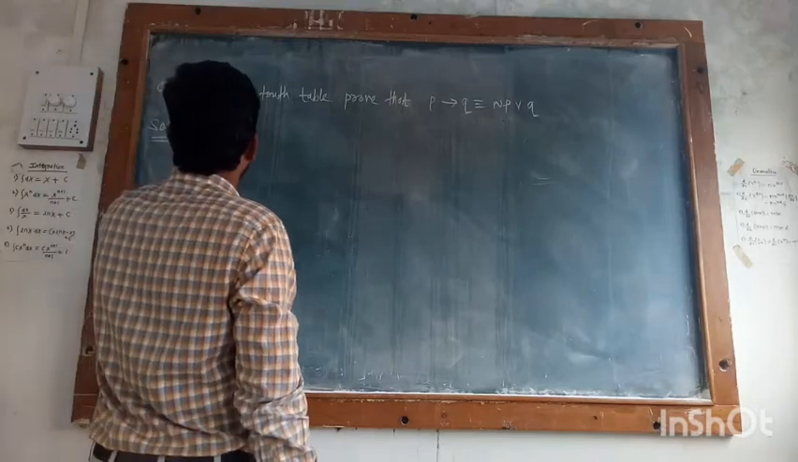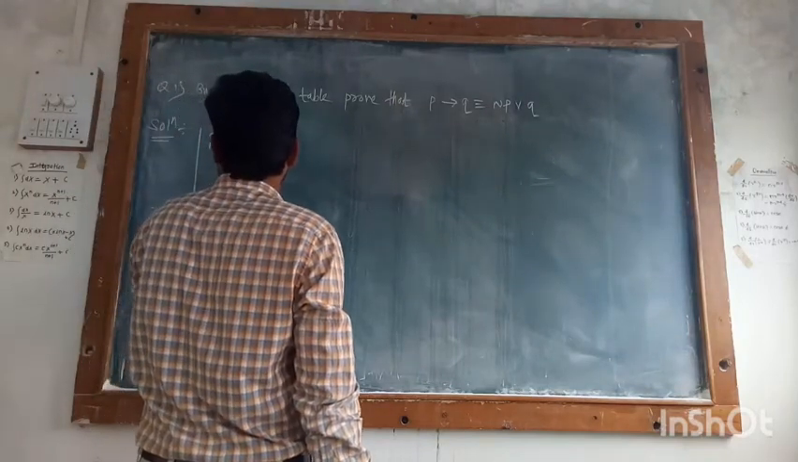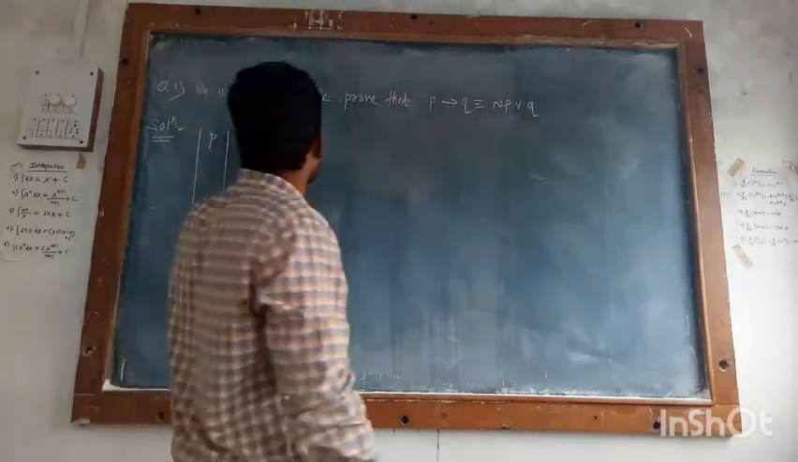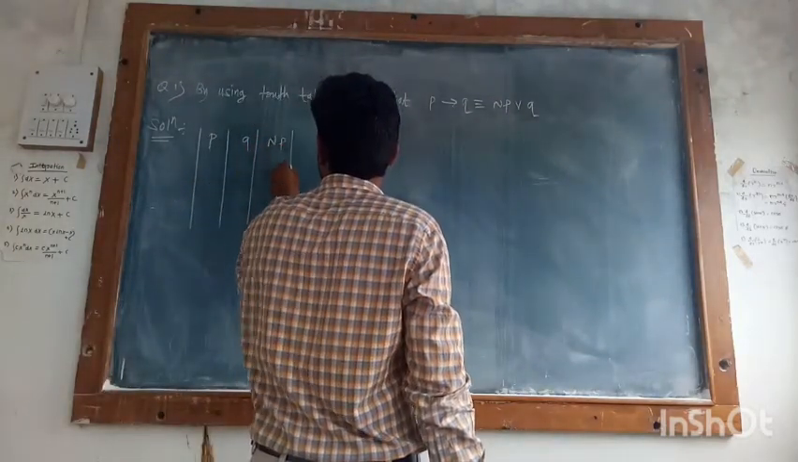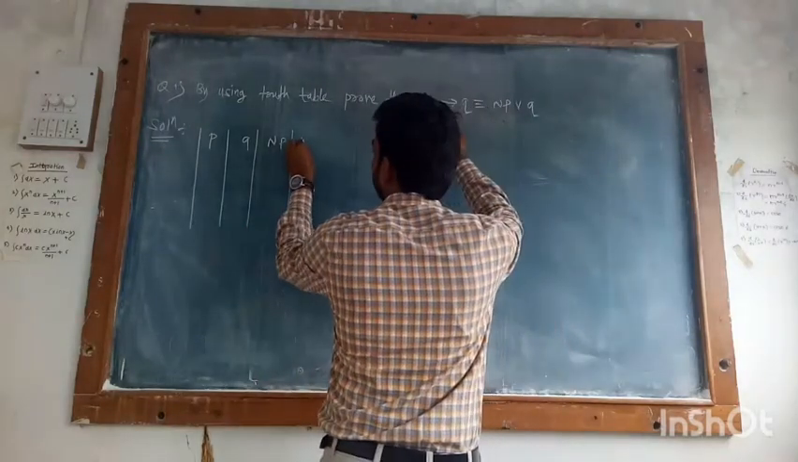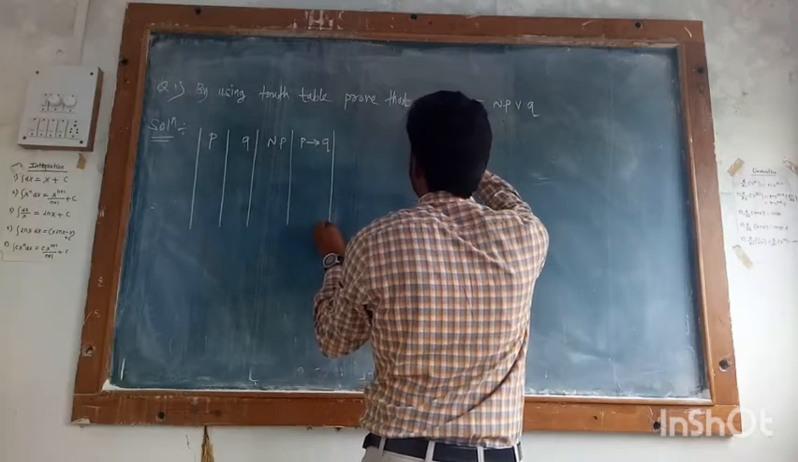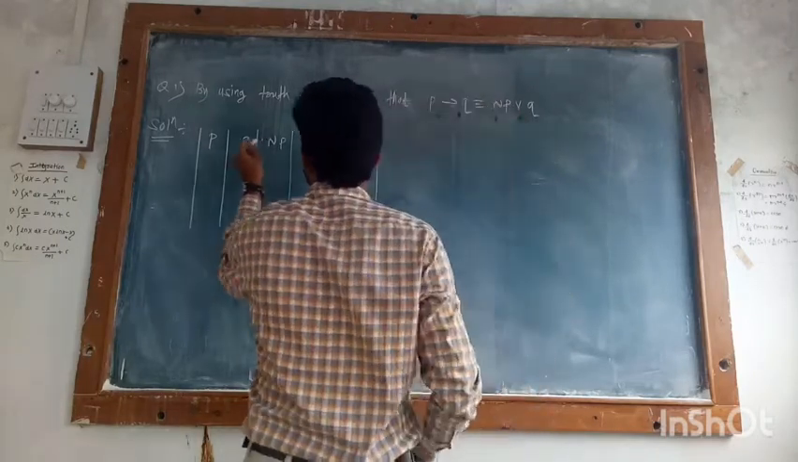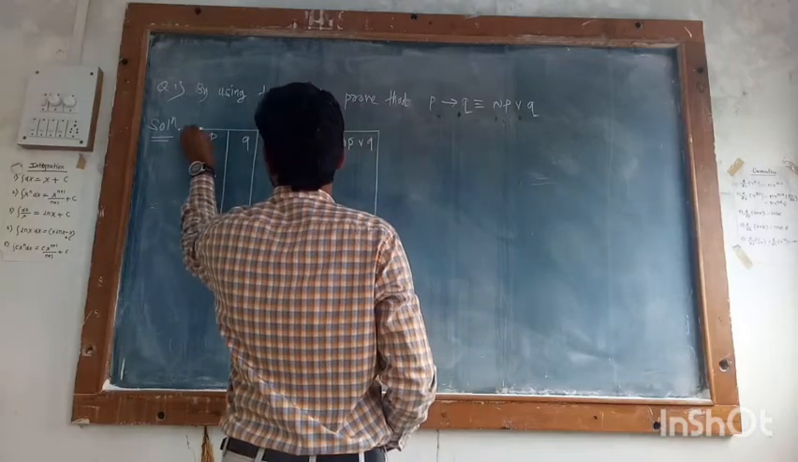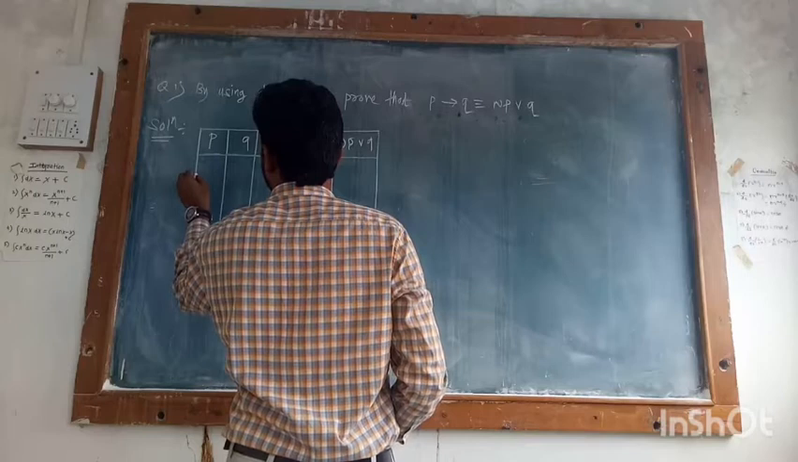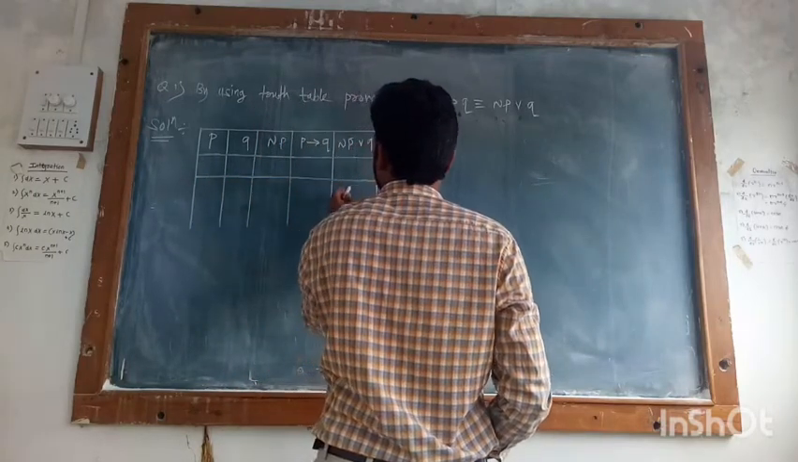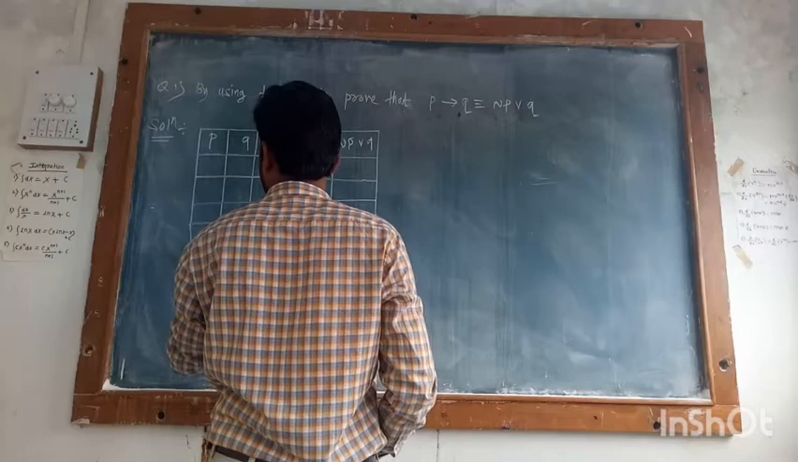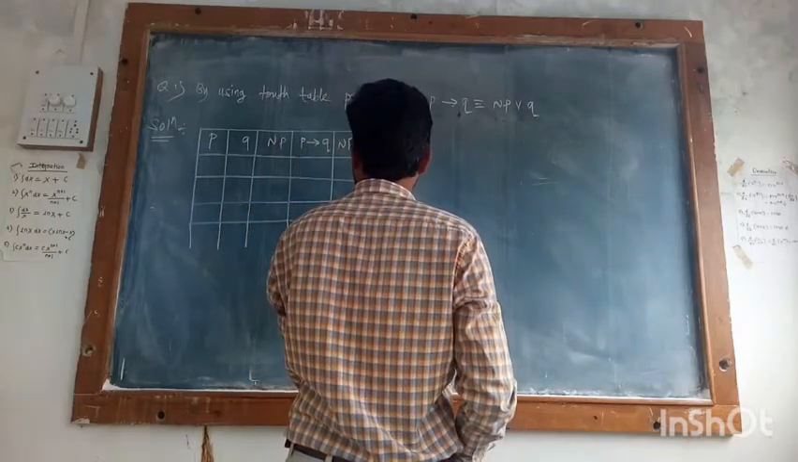For the truth table, the first column is for P, the second column for Q, next a column for negation P, next a column for P implies Q, and the last column for negation P or Q. These are your 5 columns, and we have to make 4 rows. So there are 5 columns and 4 rows.